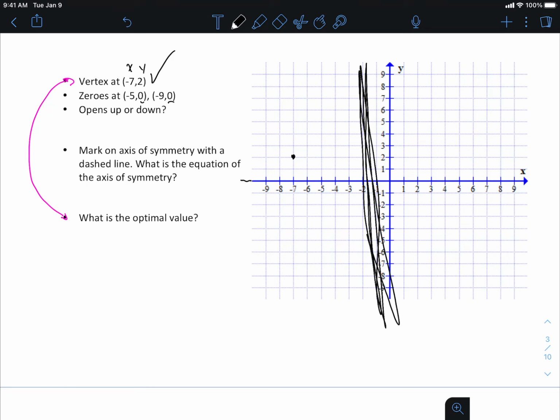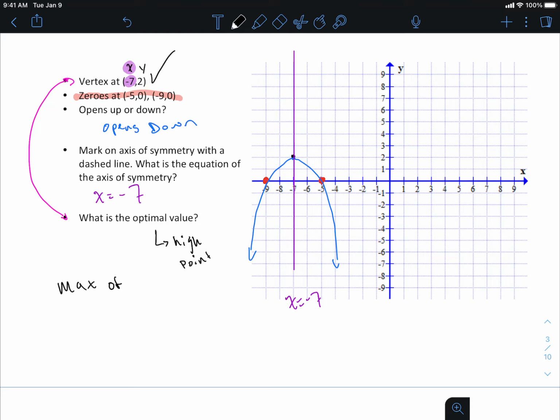Then you're going to say, okay, well, what is the optimal value? Again, it looks like we're going to have a high point in this one. If you're thinking of this like a mountain, there's a peak or a maximum height that you could climb to. So you're going to say, okay, there's a max here. What is the max? The max is 2 when x equals -7. You're basically taking your vertex and putting it into words.